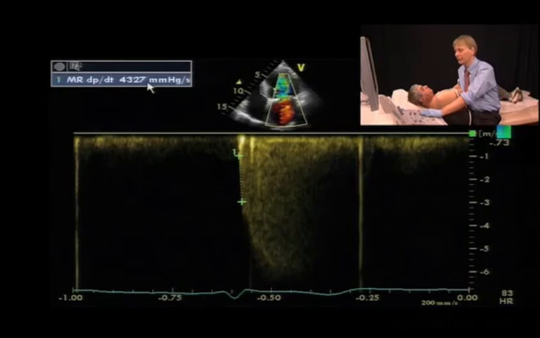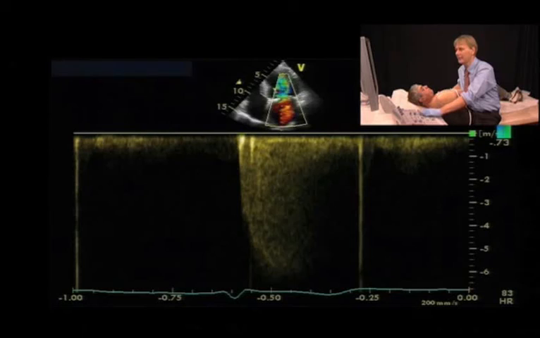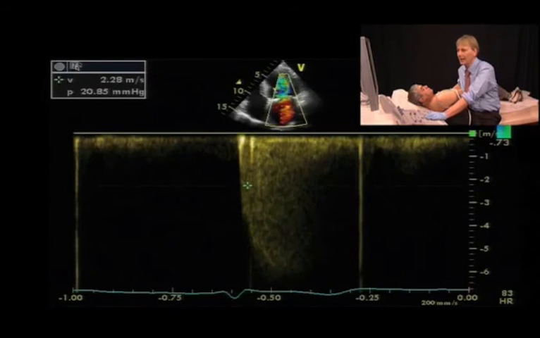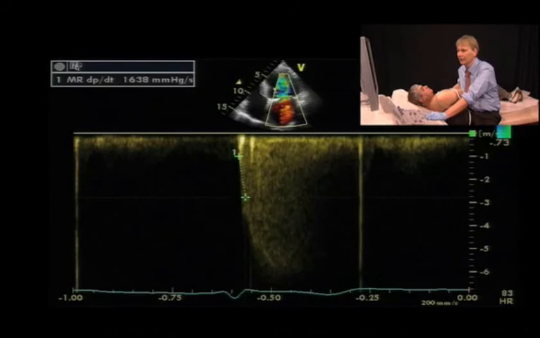What I also want to show you, however, is that the measurements are very strongly affected by small measurement errors. So for example, if I just change the cursor very slightly, I get very big differences in dP/dt. So this is one of the limitations of dP/dt, and you have to be aware of these limitations, and obviously you have to really be exact in your measurements.